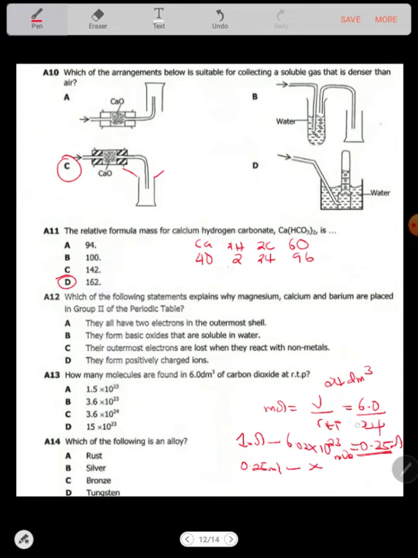Now, what we just found is that there are 0.25 moles of carbon dioxide at RTP. How many particles or molecules is it going to have? So we multiply it by 6.02 times 10 to the power 23. That will give us 1.505 times 10 to the power 23 molecules. Now when we look at this, 1.5, that's the same as here, times 10 to the power 23.